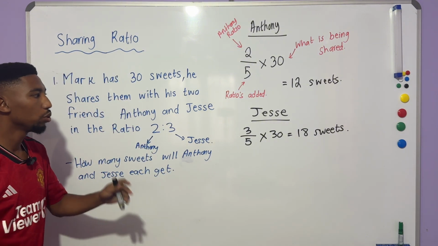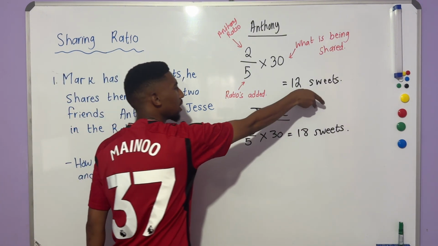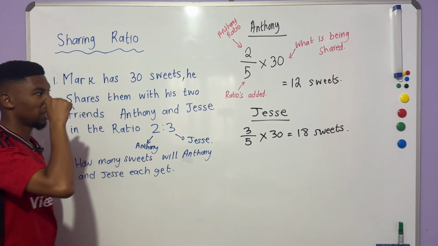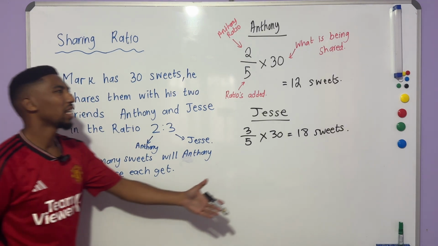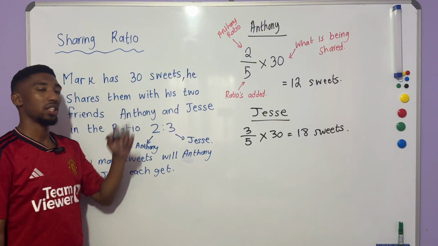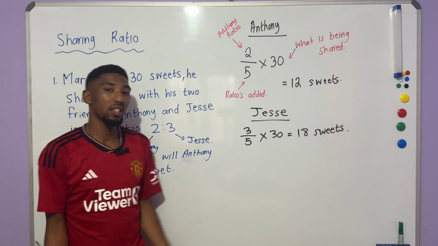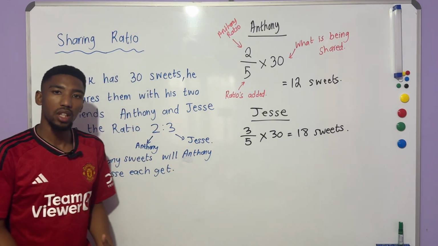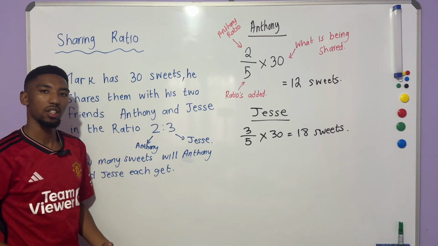If your two answers do not add up back to the 30, you know that you've made a mistake somewhere, because Anthony got 12 sweets, Jesse got 18 sweets from the 30. So that means Anthony and Jesse's sweets, when they put them together, have to be 30 sweets.